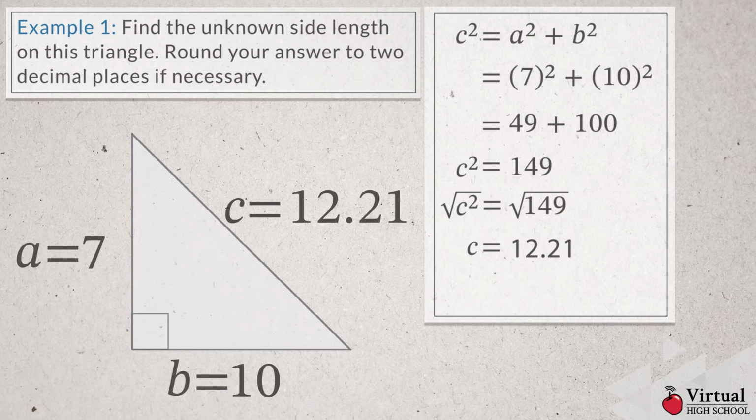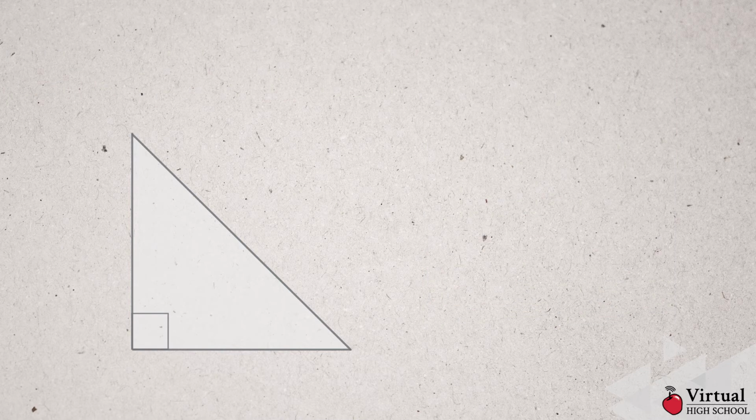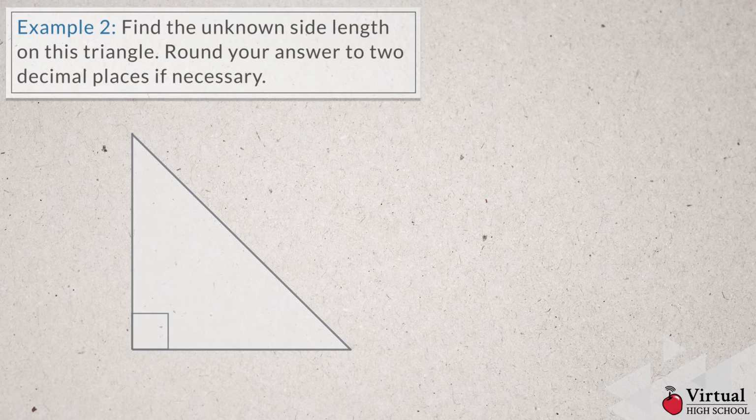We can also use the Pythagorean theorem in cases where the unknown side is not the hypotenuse. Let's try another example. This time, the side opposite to the right angle is given to us. We should still label this as C because it is the hypotenuse.